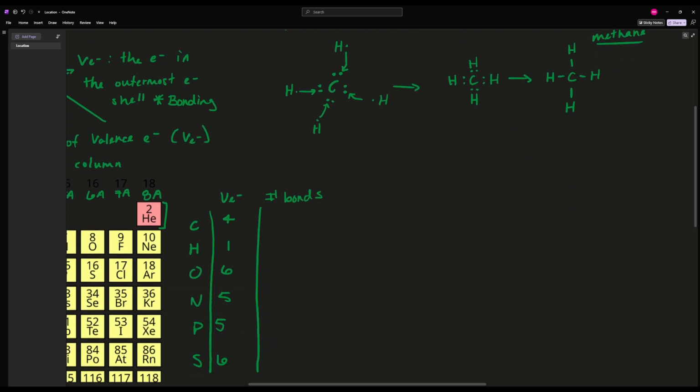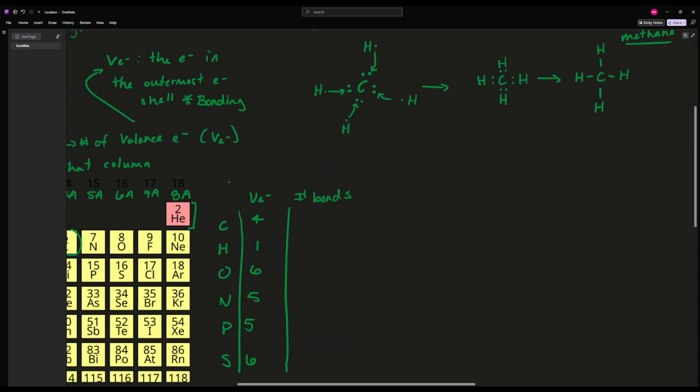So, using that logic, we can ask ourselves, well, how many bonds does carbon need to reach its octet? And as we've just described, it is 4. Same thing with hydrogen. It only needs 1 bond. Let's look at oxygen now.